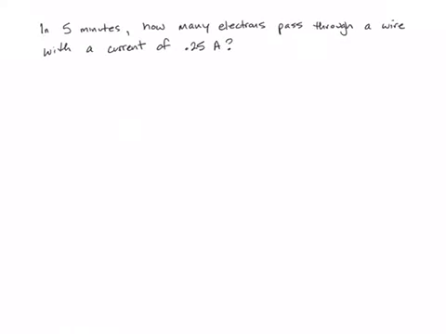Alright, so for this problem we want to know that in 5 minutes how many electrons are going to pass through a wire with a current of 0.25 amps. So the first thing I'm going to do is write down what I'm given and what my unknowns are. I'm given that the time is 5 minutes, which I've converted to the standard units, which is 300 seconds. The current's 0.25 amps, and I'm going to solve for how much charge passes through that wire, and then I'm going to convert charge into number of electrons.